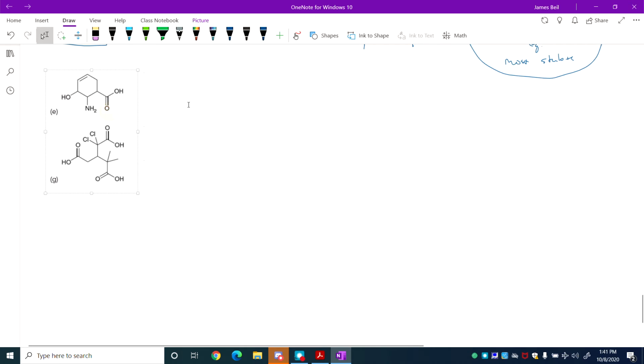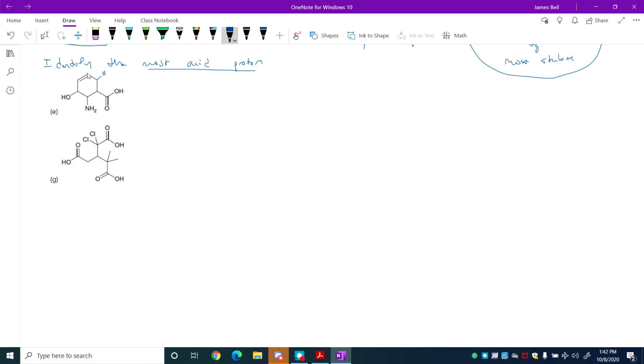All right, so here we're trying to identify the most acidic proton in each structure. Typically, the most acidic proton is not going to be one bonded to a carbon.